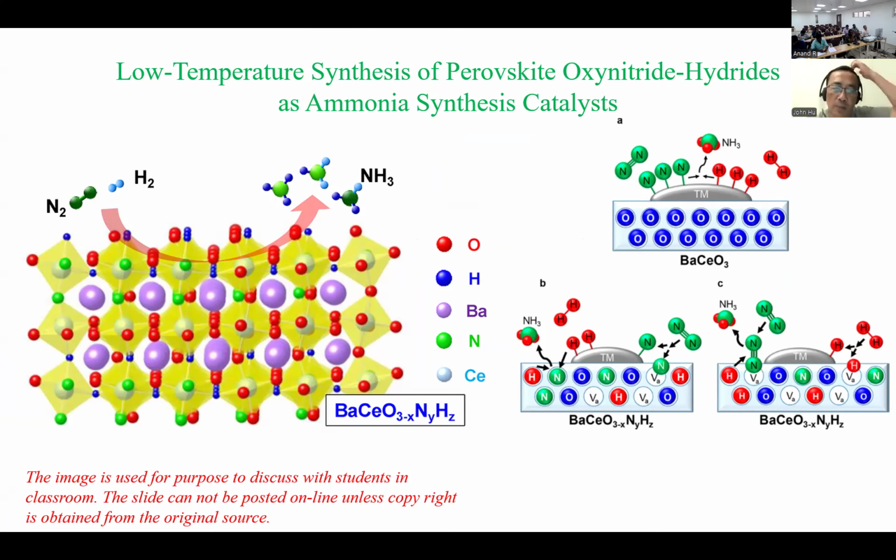As long as you don't publish, it's okay because this is other people's work. This one I cited from the literature. So basically, this low temperature ammonia is called perovskite, and I'm sure you heard about perovskite.